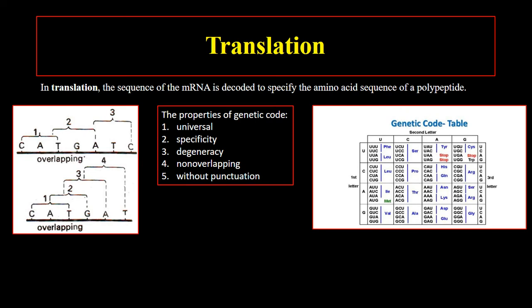And the last property of the genetic code is that it reads without punctuation. What does it mean? There is no signal to indicate the end of one codon and the beginning of the next. The genetic code is commaless, or comma-free, in other words.